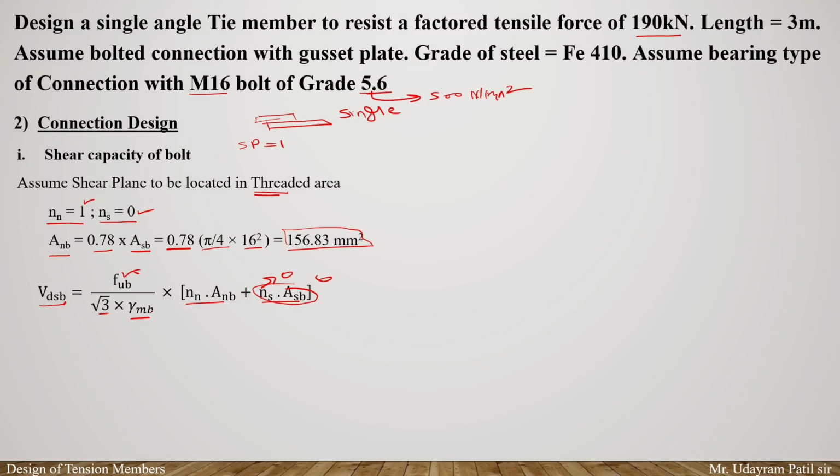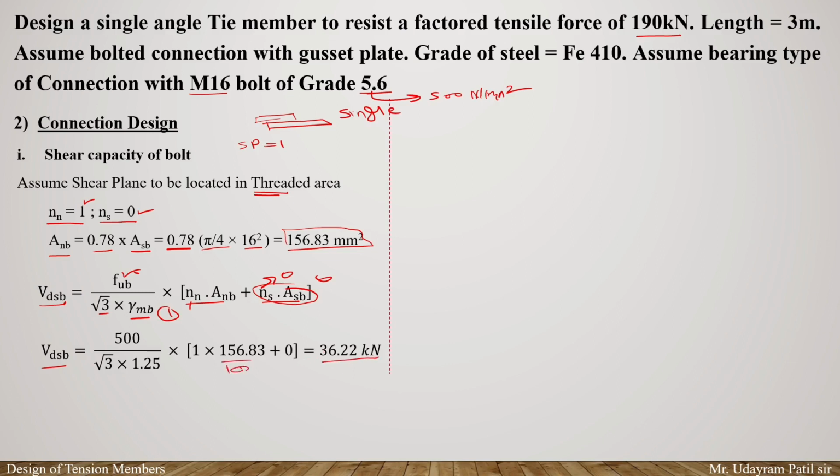Gamma mb will be equal to 1.25, depending upon ultimate stress. Therefore here 1.25 multiplied by nn, whose value is 1, and Anb, whose value we calculated as 156.83. Putting all of these values in our equation, we get Vdsb, that is the design strength of this particular bolt in shear, as 36.22 kN. Again, here divide by 1000 to convert into kilonewton. The values you get here will be in newton. Here I directly wrote kilonewton, but if you divide by 1000, it will be in kilonewton.